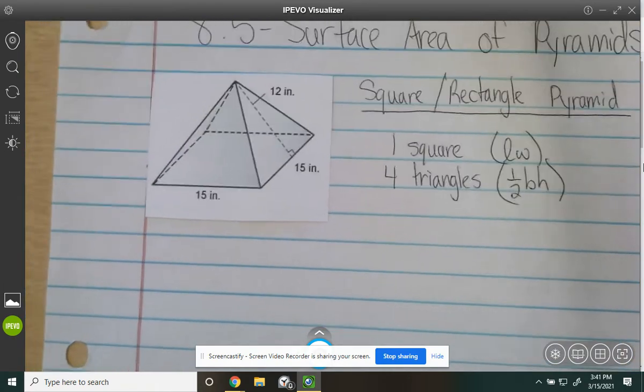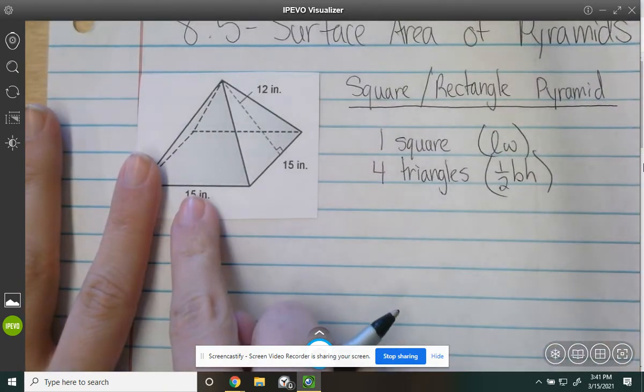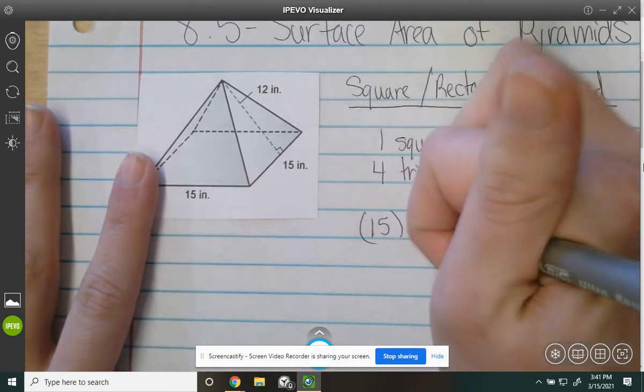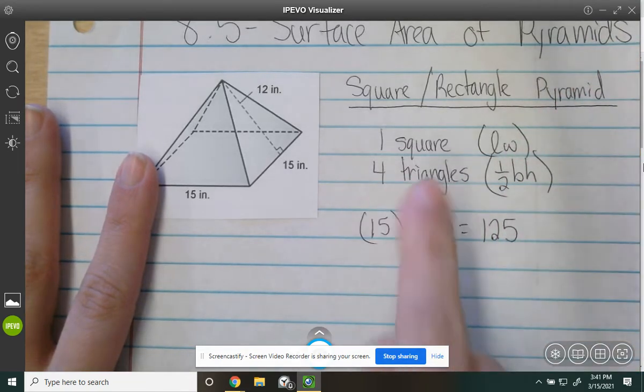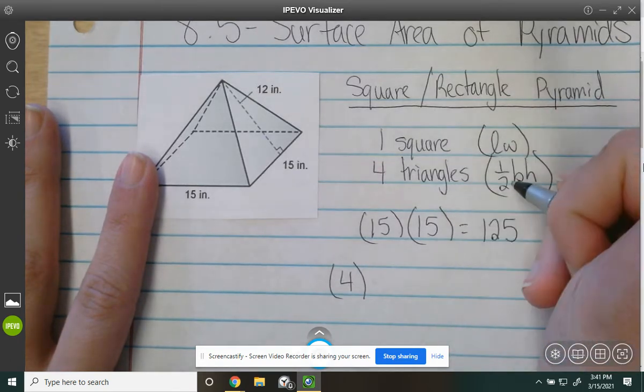Okay, so now we calculate. So my square, my length times width, that would be my 15 times 15, which is 225. And then my 4 triangles, I'm going to stick a 4 in front because there's 4 of them. They're all equal. And then I have my 1/2.